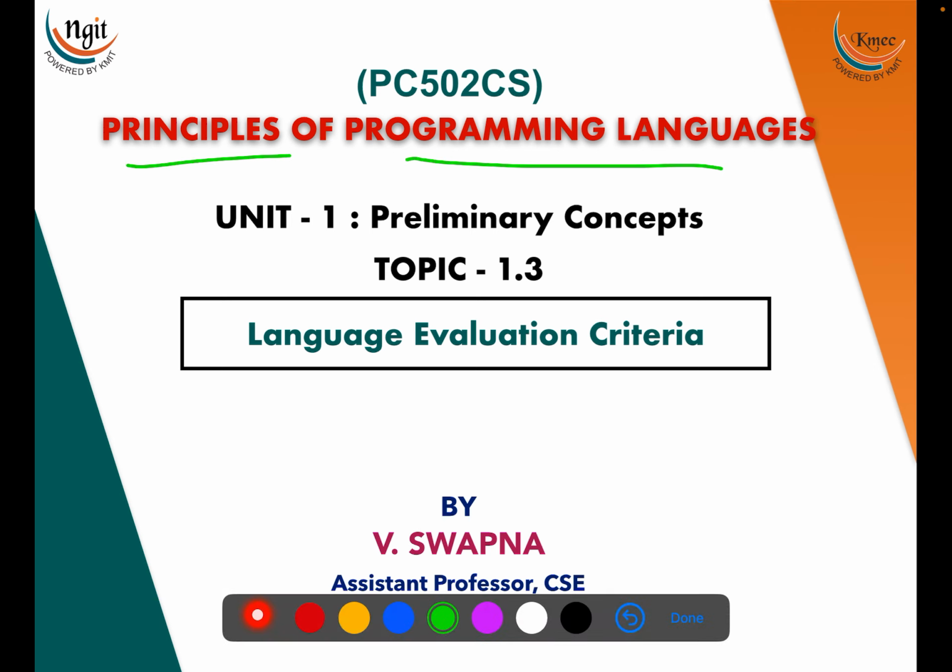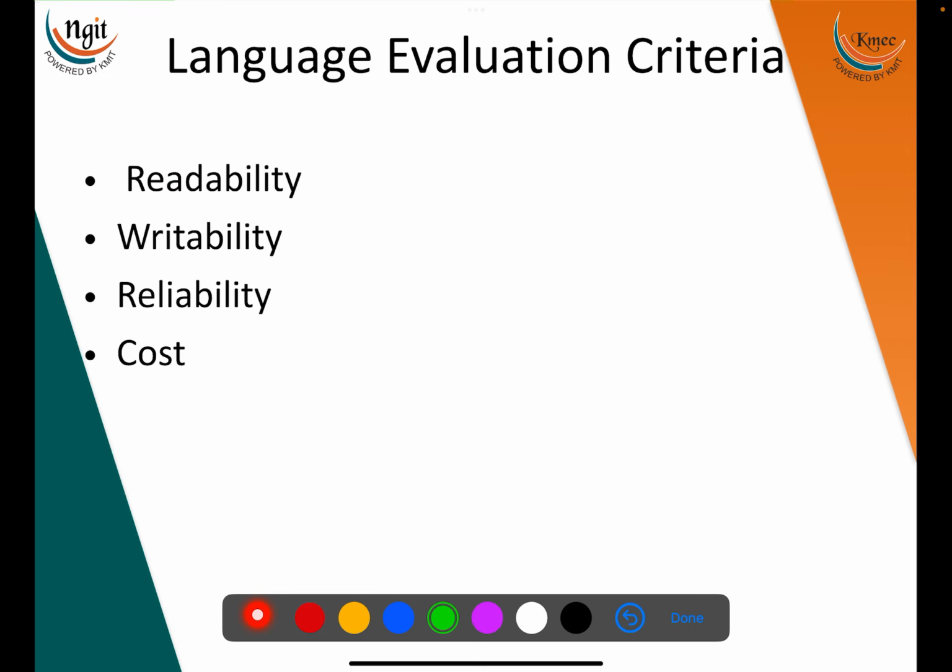This video will explain language evaluation criteria. You will find this topic in Unit 1 as topic number 3. Basically, we will evaluate programming languages based upon some criteria. And what are these criteria? Readability, writability, reliability and cost.